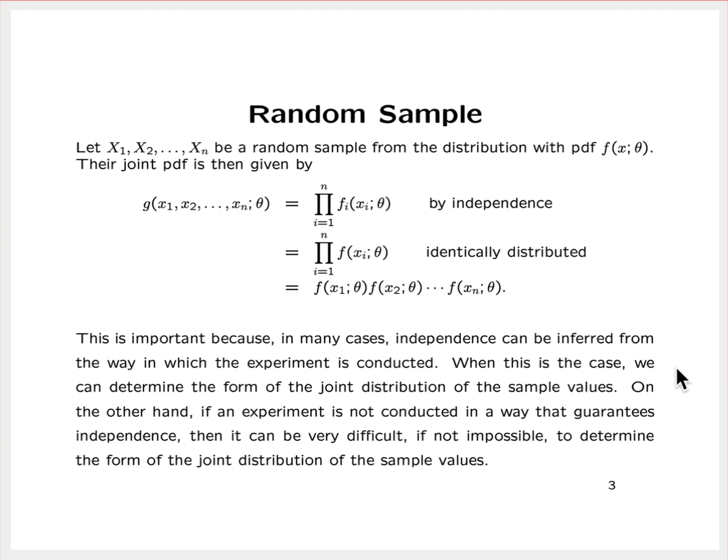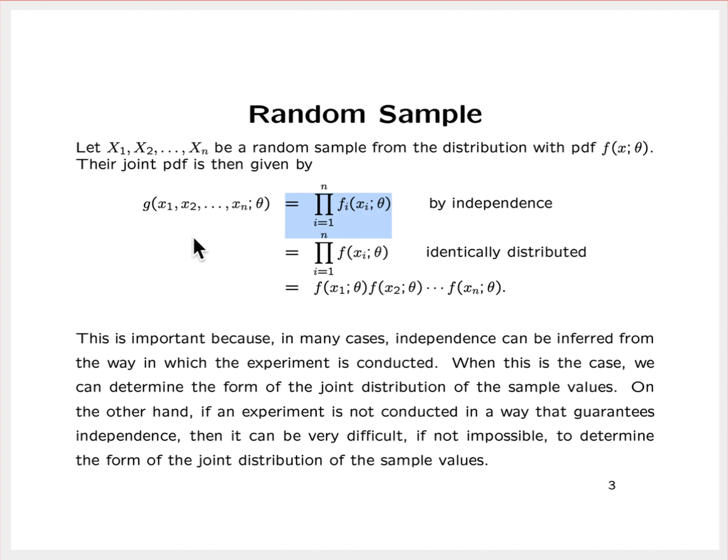And so when this is the case, we can determine the form of the joint distribution of the sample values by this result. On the other hand, if an experiment is not conducted in a way that guarantees independence, then it can be very difficult, if not impossible, to determine the form of the joint distribution of the sample variables. So if the random variables are not independent, we can't even assert this. All right?